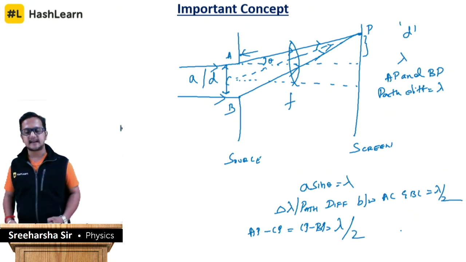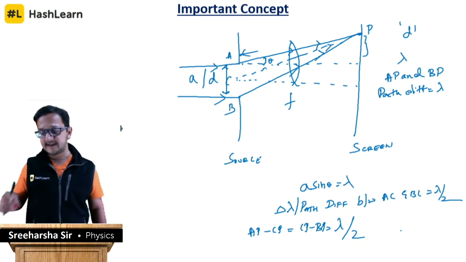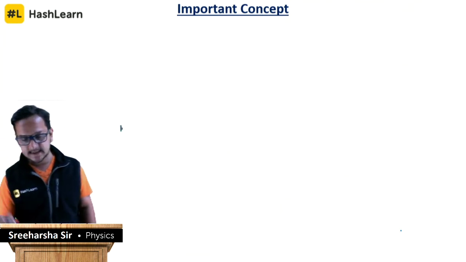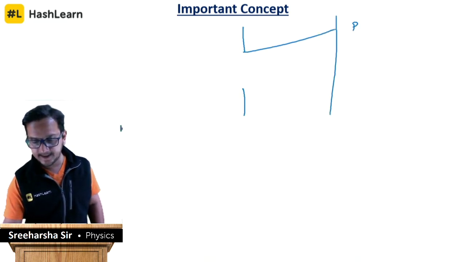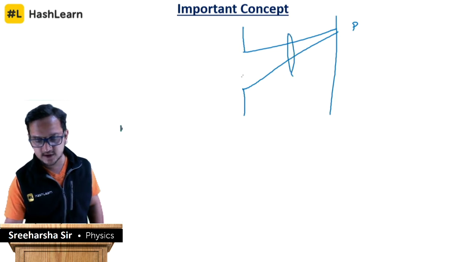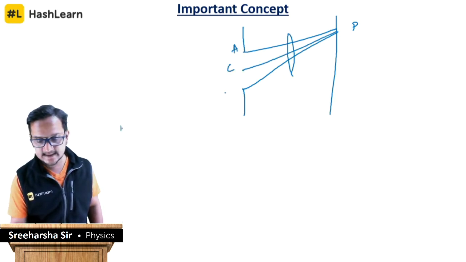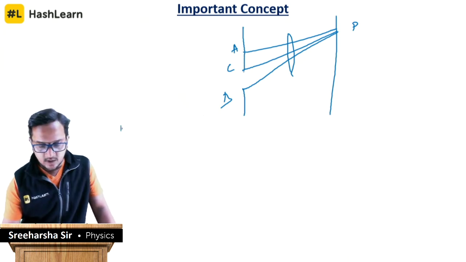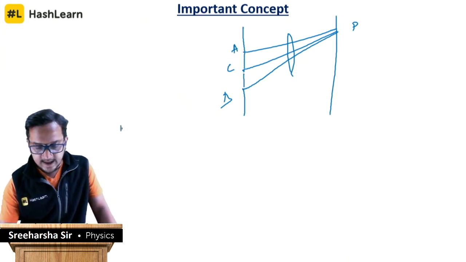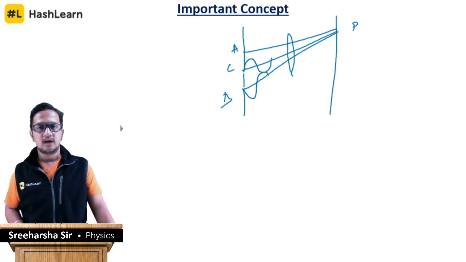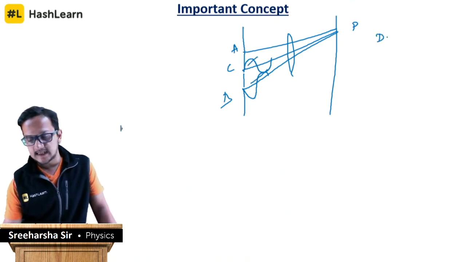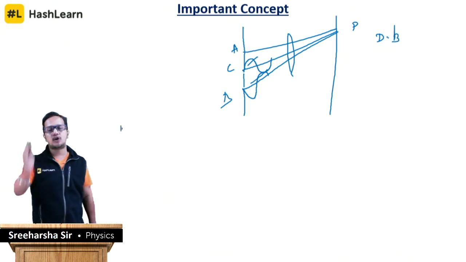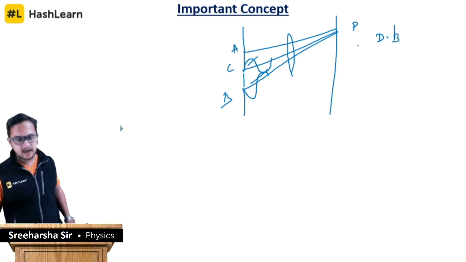Now what happens when it is lambda by 2? When it is having a lambda by 2 difference, let us take the condition over here. This is the point P, and this is AP, and this is BP, assuming there is a lens over here, and this is CP. So A, C and B. Now for the path difference between these two, if there is a crest over here, there will be a trough over here. So these two will get cancelled out, which means at the point P there will be a dark band formed.